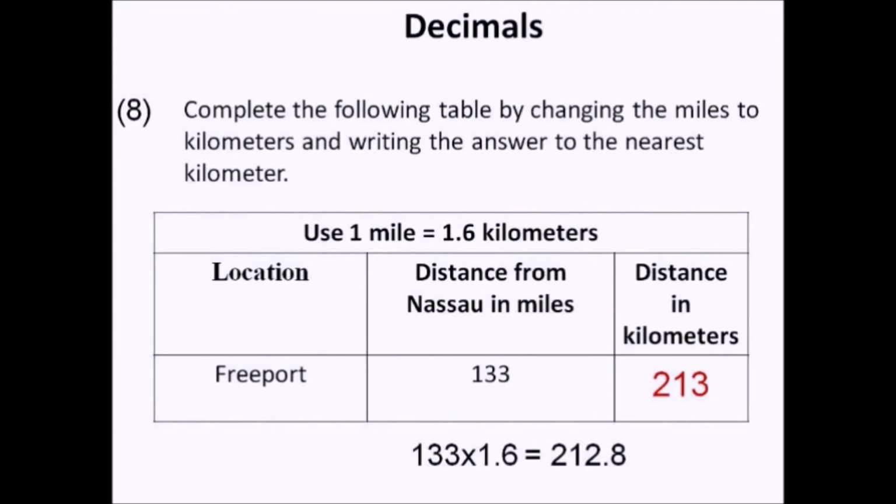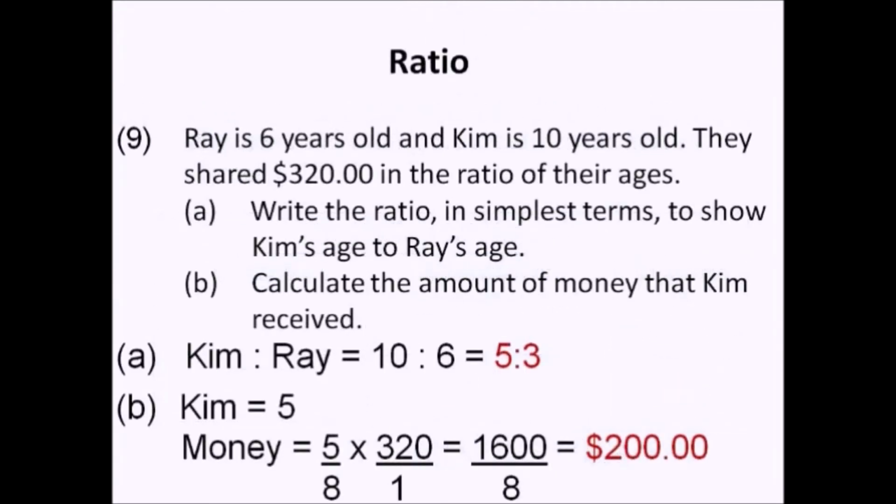And you have to change 133, just multiply by 1.6, you get 213. Ratio. The first part, you have to write the ratio in simplest terms, and it was 10 to 6, because it's Kim to Ray, so it's 10 to 6, 5 to 3, and the amount of money Kim would get is 5/8 times 320/1, $200. So you multiply numbers on the top, you get 1,600 divided by 8, and that's where we got the $200 from, for Kim. You only needed Kim for that one.